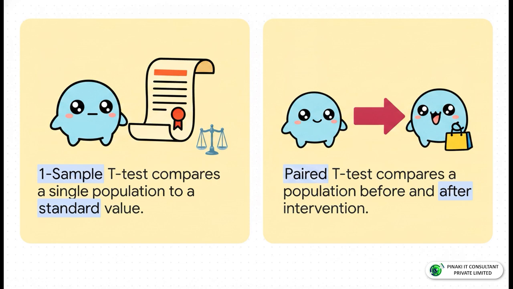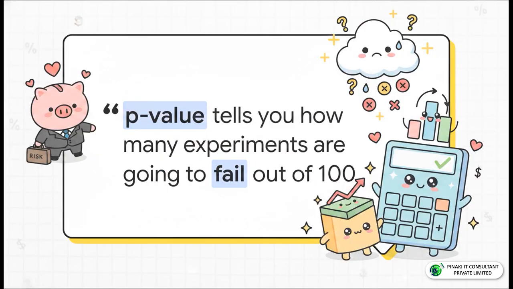But if you want to see if your brand new marketing campaign actually worked, you wouldn't just guess, right? You'd use a paired t-test to scientifically compare your exact audience's behavior before and after the experimental intervention. And when you run those tests, you're going to get a p-value, which represents your significance level. To translate this perfectly to a business mindset, the p-value simply tells you exactly how many times out of 100 your experiment is going to fail. It is a highly quantifiable, incredibly useful measure of business risk and confidence.